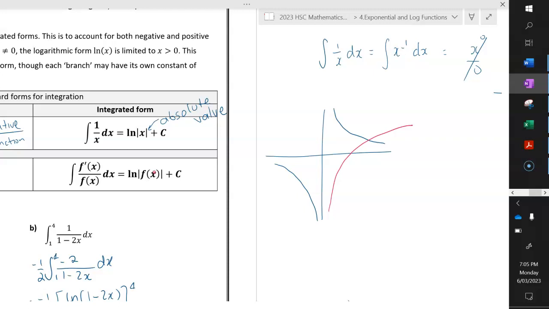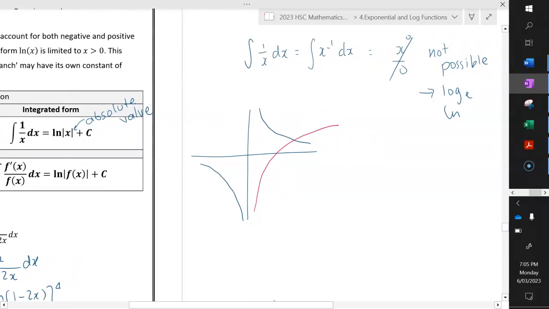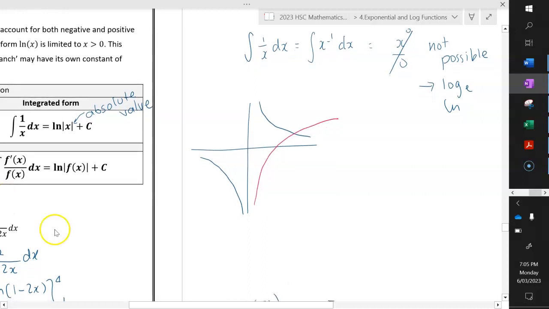So we need to understand it a little bit differently and have a look at what happens when x is positive and when x is negative. So I'm going to explain that to you now, just down here.